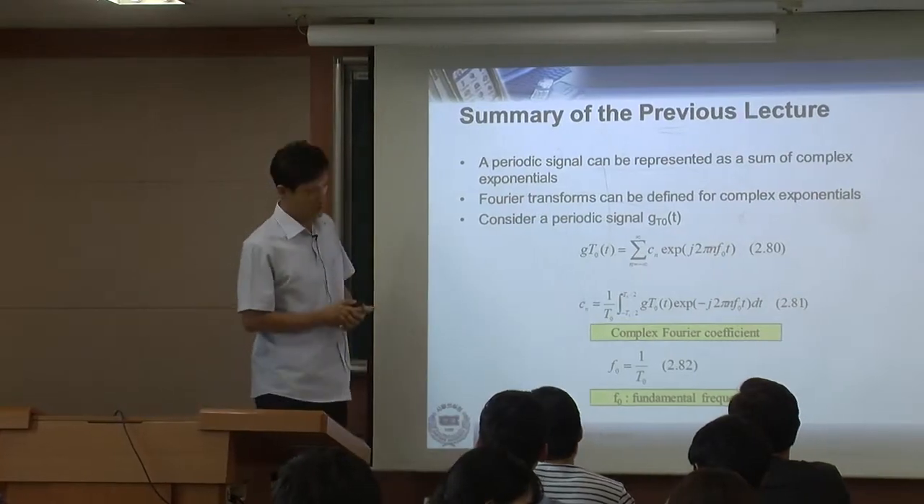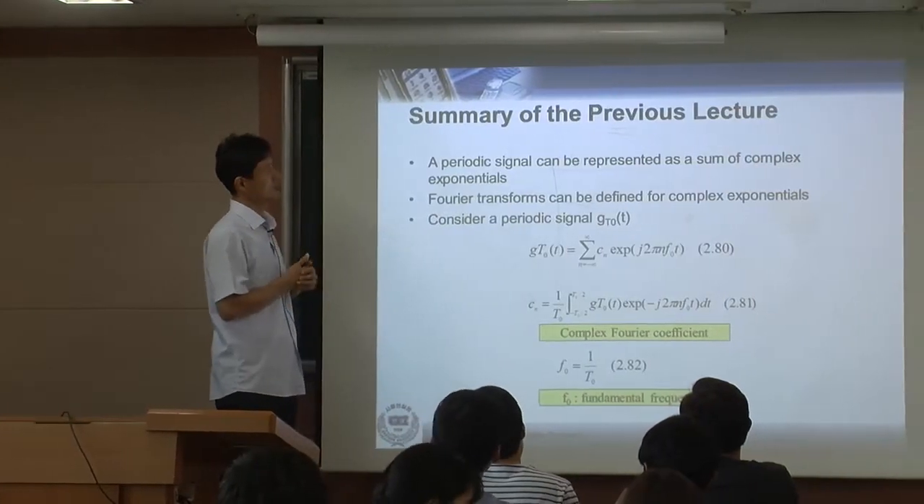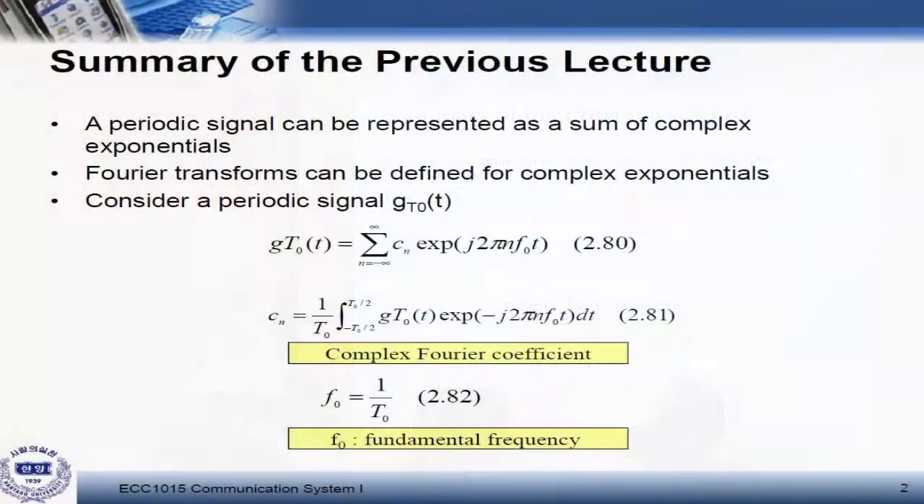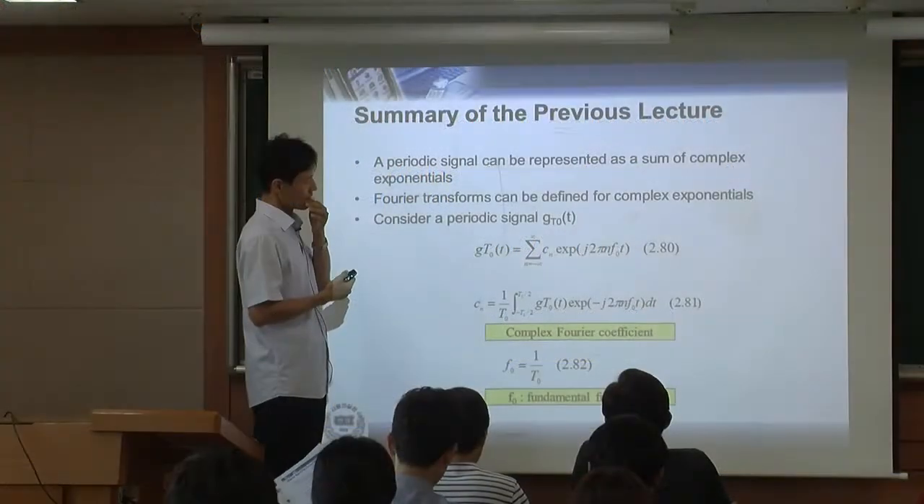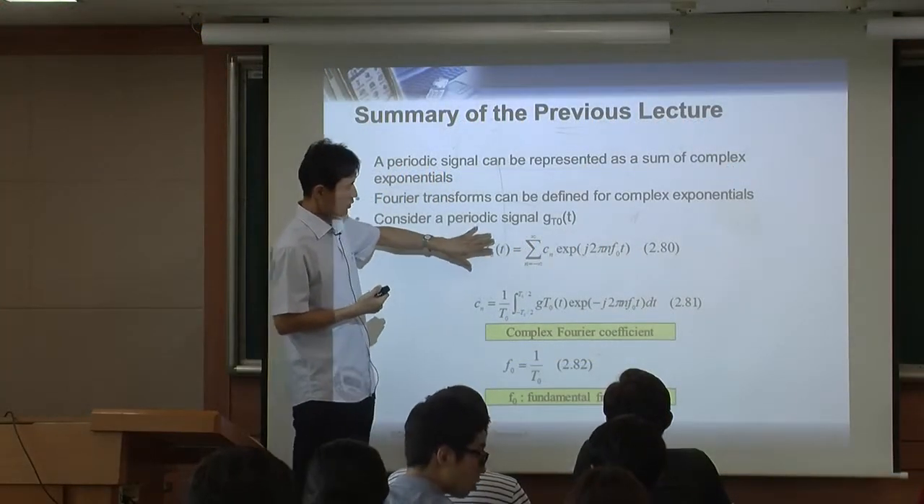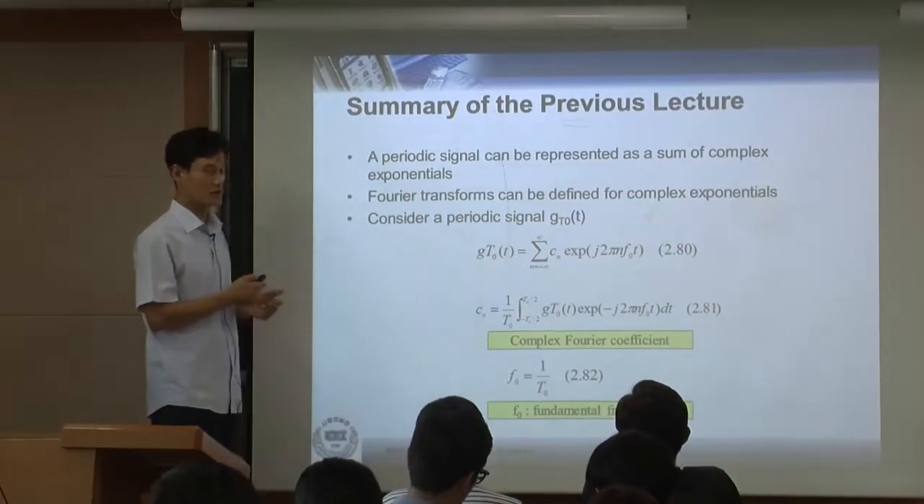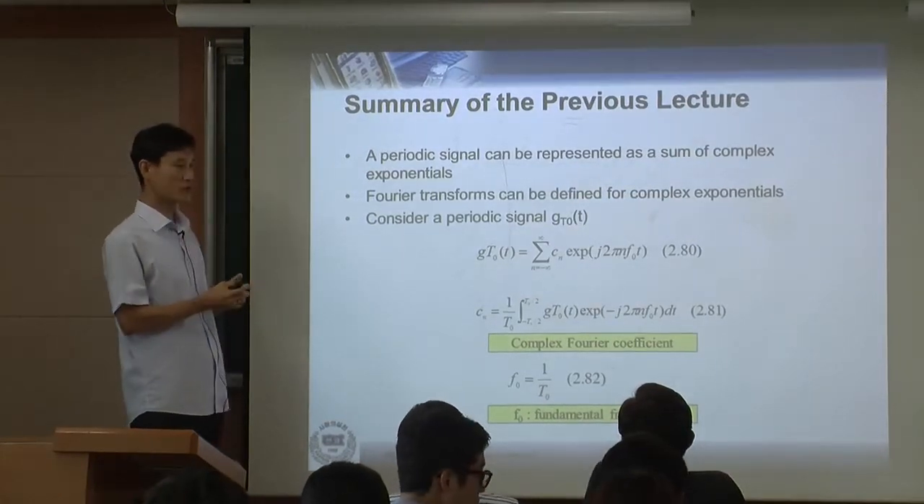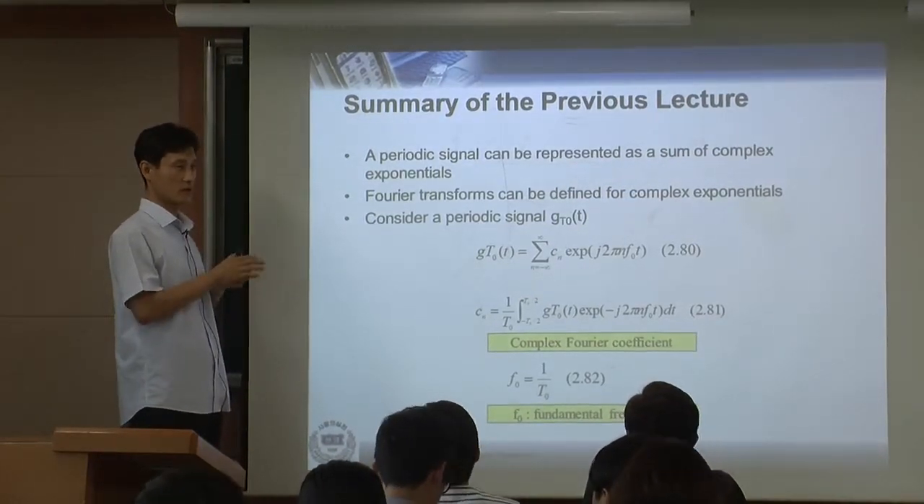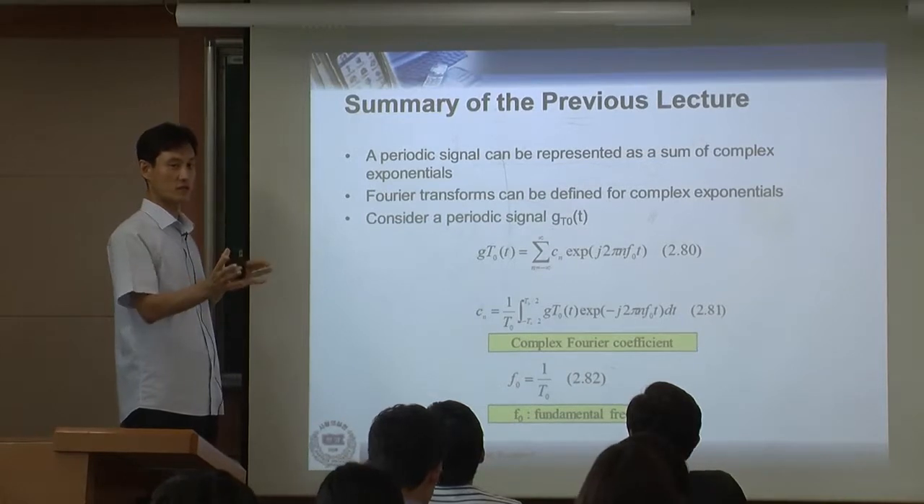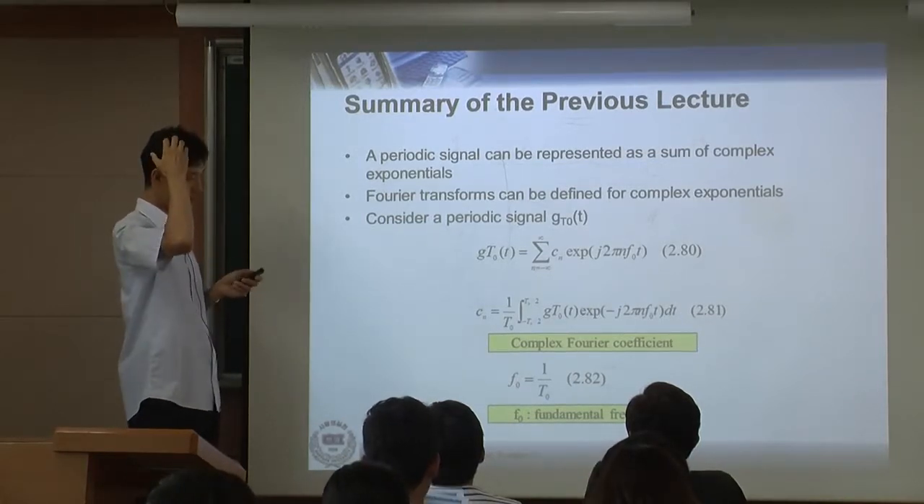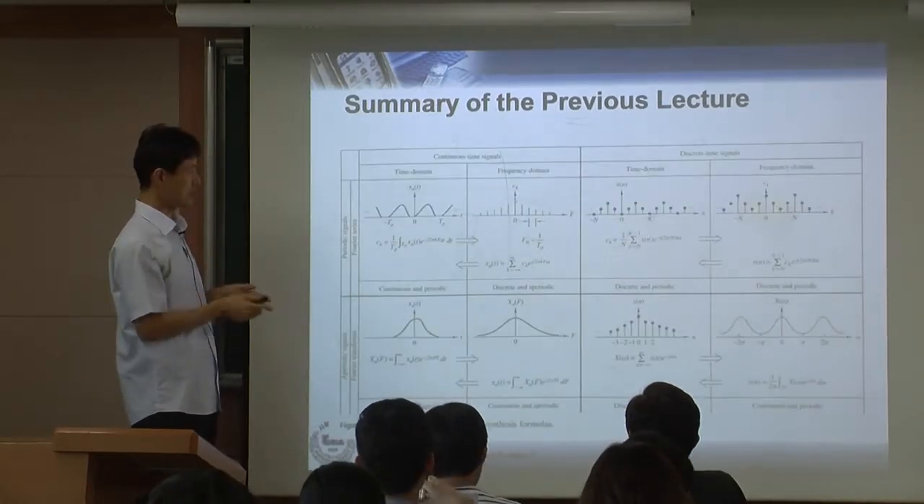Okay, let's recap what we learned last week. We discussed periodic signals and the Fourier transform. When you see a periodic signal, you always remember that a periodic signal is related to a discrete signal in the other domain, right? So let's take a look at this table.